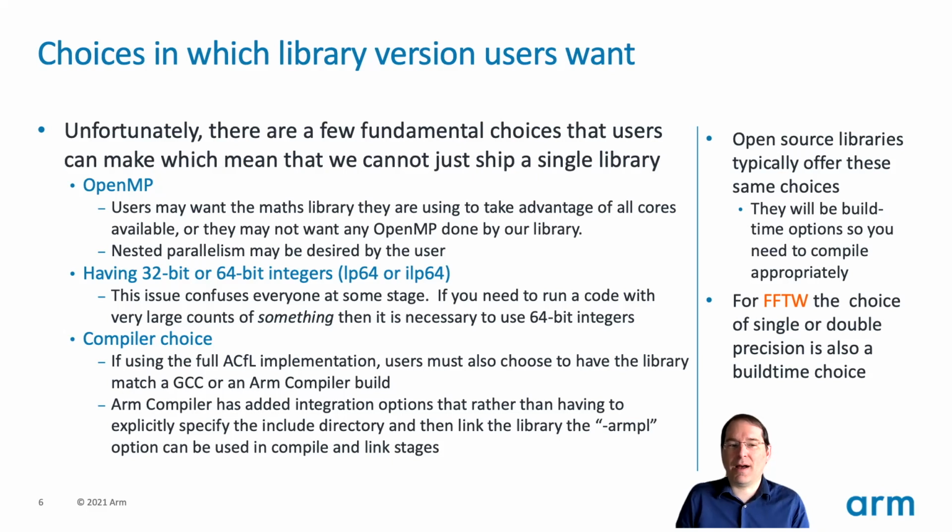If you choose the ARM Compiler for Linux, there are added integration options to enable easy use of ARM Performance Libraries. For example, we've got the -armpl flag, which can be used at both the compile and link stage. If you're using FFTW rather than ARM Performance Libraries for your FFTs, then remember that you also need to compile it separately if you want single or double precision. They are separate compiles.